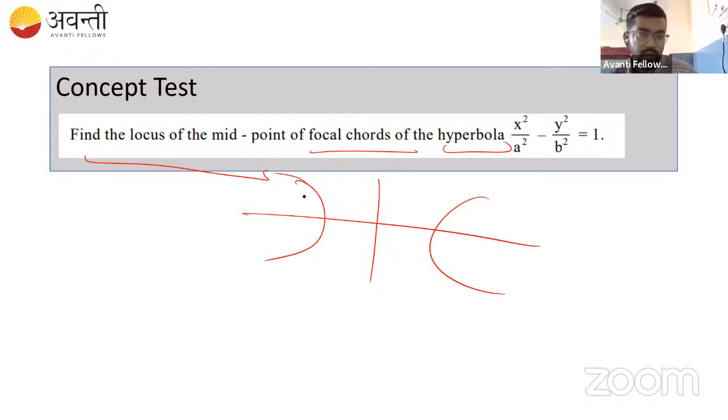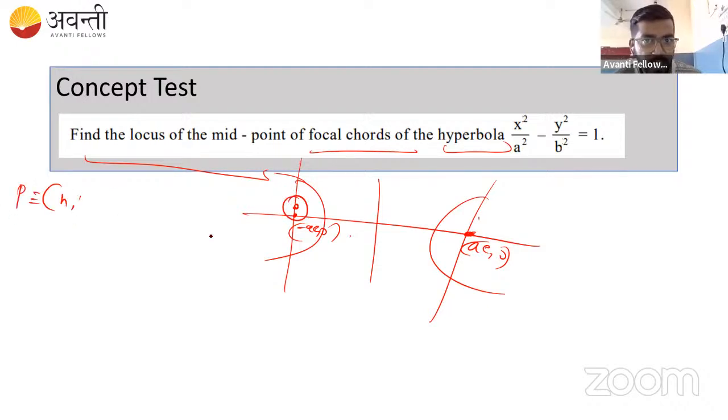So first of all, here it is the focal chord, here it is the focal chord. So this is the focus a comma 0, and this is minus a comma 0. So these are the focal chords, and we are supposed to find the locus of the midpoint of the focal chord. So let that midpoint be P, which is h comma k. So the equation of the chord whose midpoint is given is represented by what?